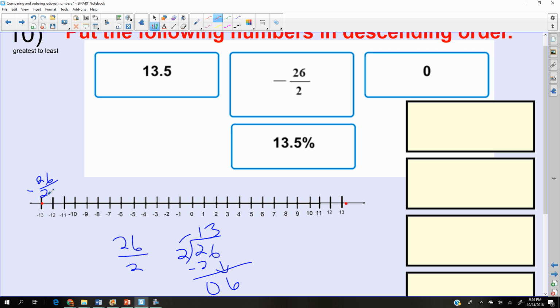And then over here, I'm going to put 13.5. And then, of course, we have 0, which is here on the number line. And then we have 13.5%. Now remember, when we change the percent to a decimal, we just move the decimal point 2 places. So that's 0.135. So it's not a whole. So it's not 1, but it's not a negative. So it's going to be over here. It's going to be somewhere in this area.